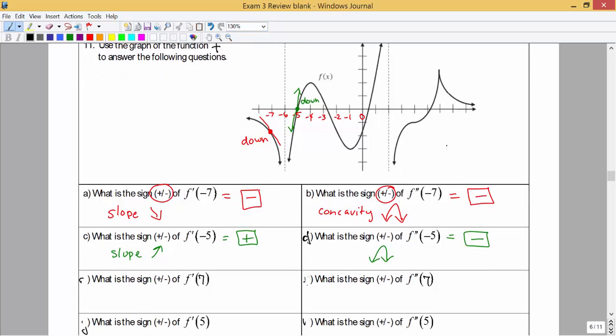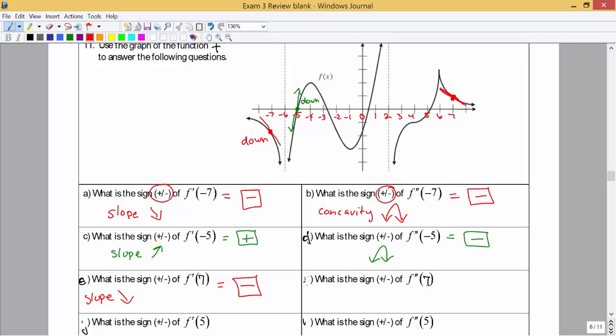Alright, now we're looking at the first derivative. So this is part E. Looking at the first derivative at positive 7. So 1, 2, 3, 4, 5, 6, 7. So at this point right here. Okay, first of all, what is the slope of the tangent line? It looks like the tangent line is slanting downward. And the first derivative tells us the slope, so the slope at that point would be negative.